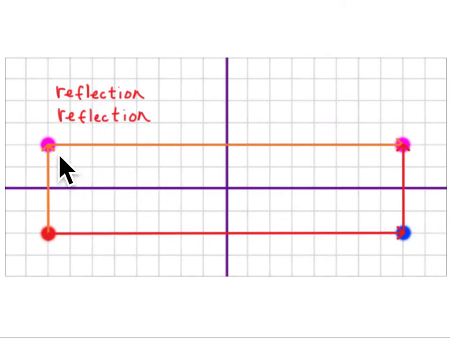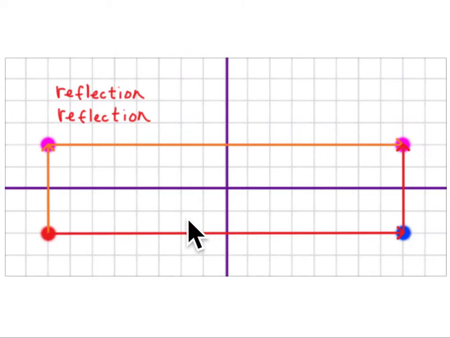Well, if you take this pink point and you reflect it over the y-axis to this point here, and then reflect it over the x-axis, you end up where this blue point is.